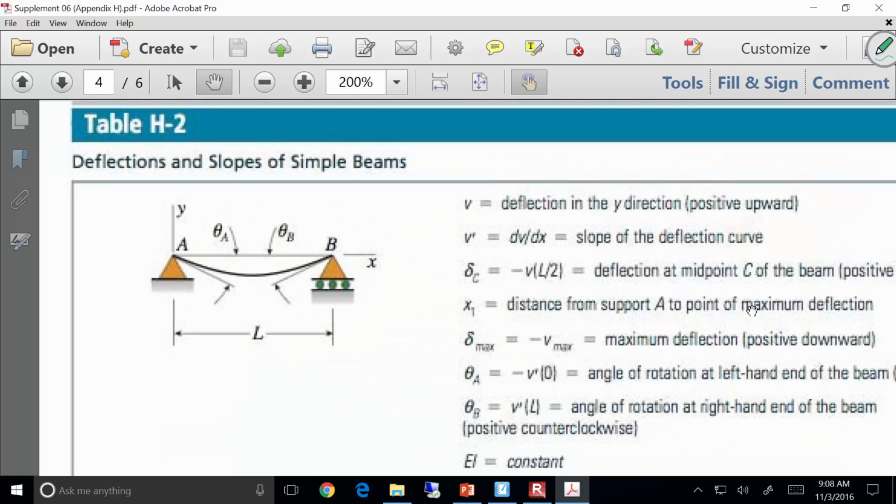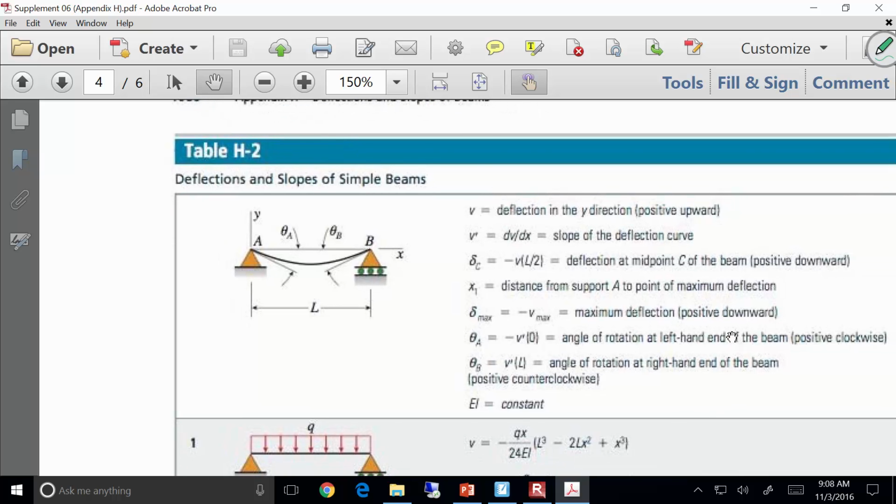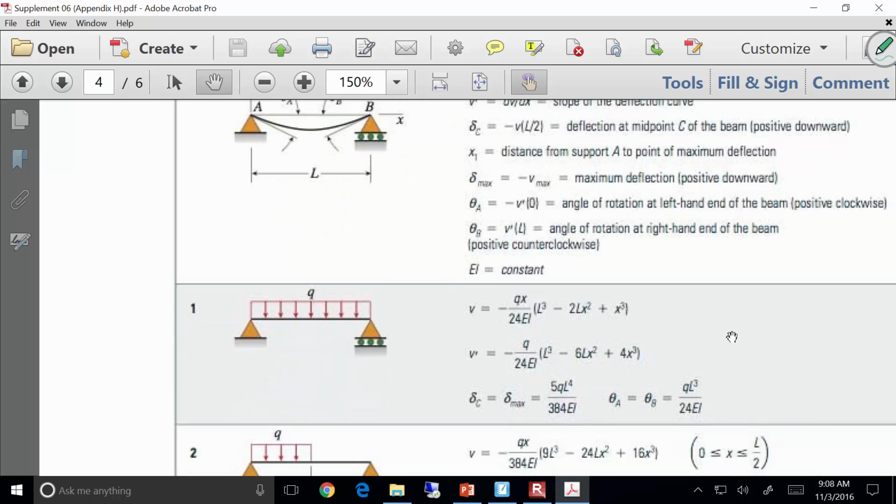If you look here at the top, V is the deflection, V prime is the slope. Delta C is the deflection at midspan. They also have a delta max, and then they have rotations at either end. So if I look at this case, for instance, V is the deflection anywhere along the beam. V prime is the slope anywhere along the beam. This is the deflection at midspan, and these are the rotations at either end. Again, they're the same thing. We used W for our load. They're using Q, but it doesn't matter. In the end, we're getting the same thing. Make sense?